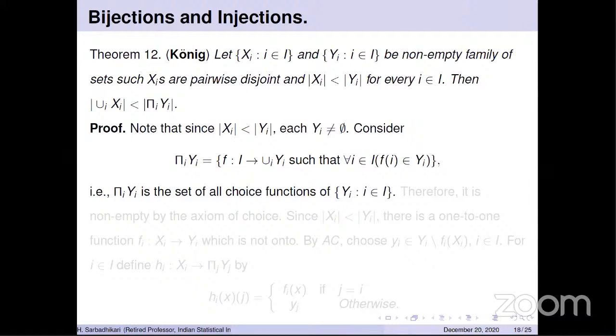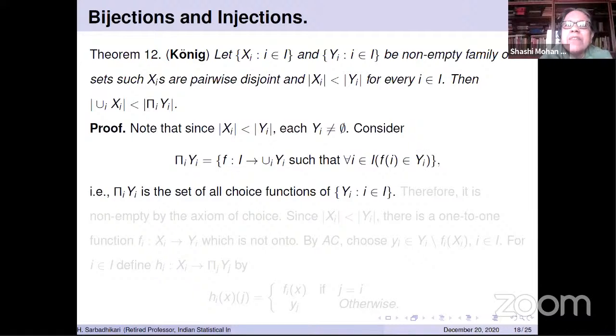So I just prove this straight out. The Yi's are of course non-empty, because the Xi's are less than Yi. So look at the product. The product consists of all choice functions picking one element from each Yi, and by AC, that is a non-empty set.